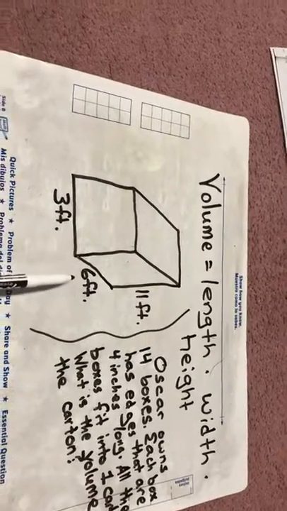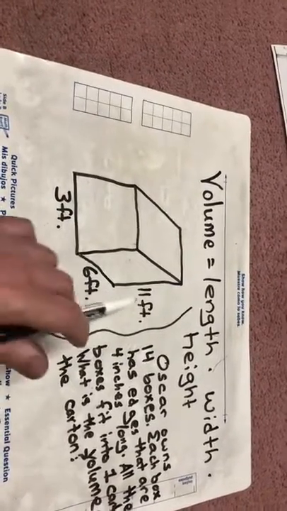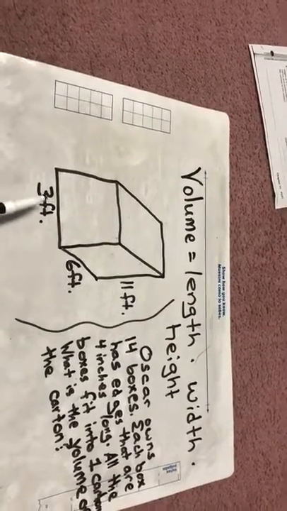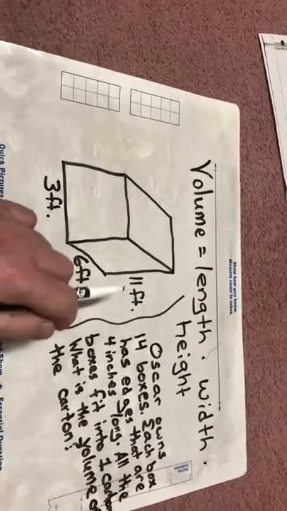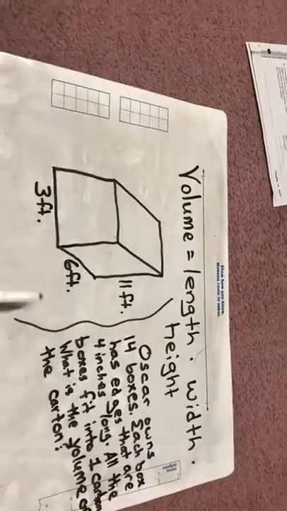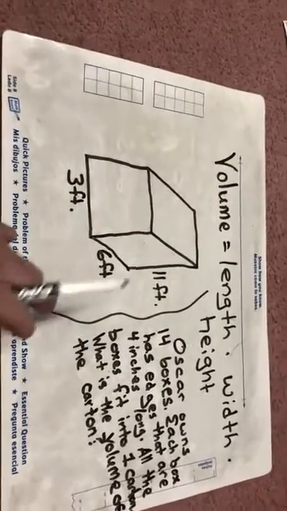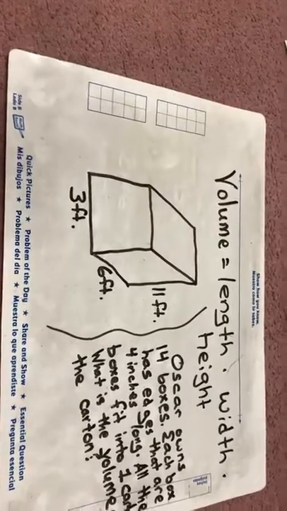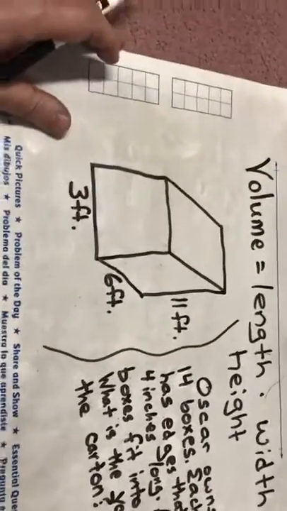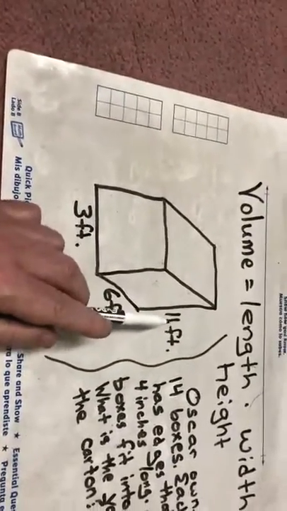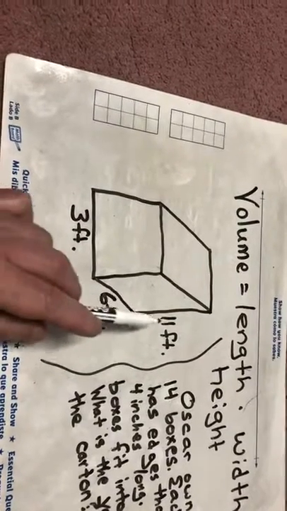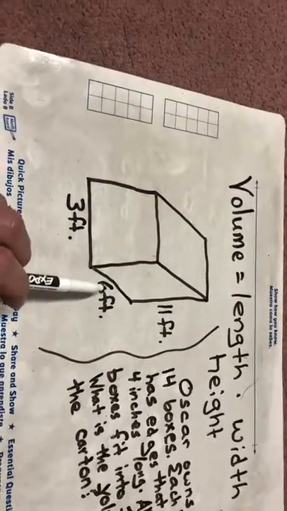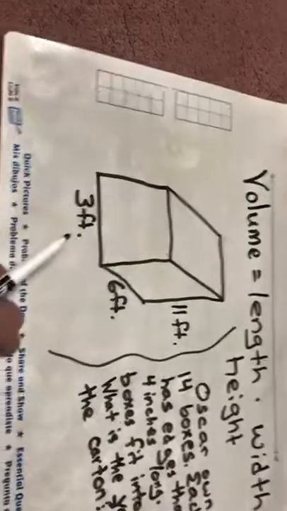I can do 3 times 6 and then take that answer times 11. I can do 11 times 6 and multiply that answer by 3. I can do 11 times 3 and multiply that answer by 6. It doesn't matter what order I do it in; as long as I do it right, I'm going to get the same answer. So I'm just going to go 11 times 6, and that's not hard. I know that 11 times 6 is 66. So then I just have to take 66 times 3.